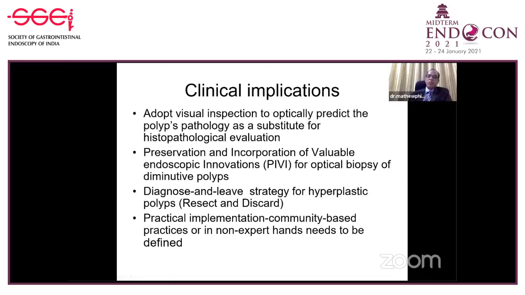What are the clinical implications of EndoBRAIN or computer-aided diagnosis in clinical practice? It actually adopts a visual inspection to optically predict the polyp's pathology as a substitute for histopathological evaluation. Also, it is found to preserve and incorporate valuable endoscopic innovations for optical biopsy, especially in diminutive polyps, where we are likely to leave them. Another thing is, if you see a polyp, you can diagnose and leave it if you think it is not important, or you can resect and discard. Don't send for histopathology, reducing the cost to the patient. For example, hyperplastic polyps. But it actually needs a lot more data worldwide or practice. Next slide.